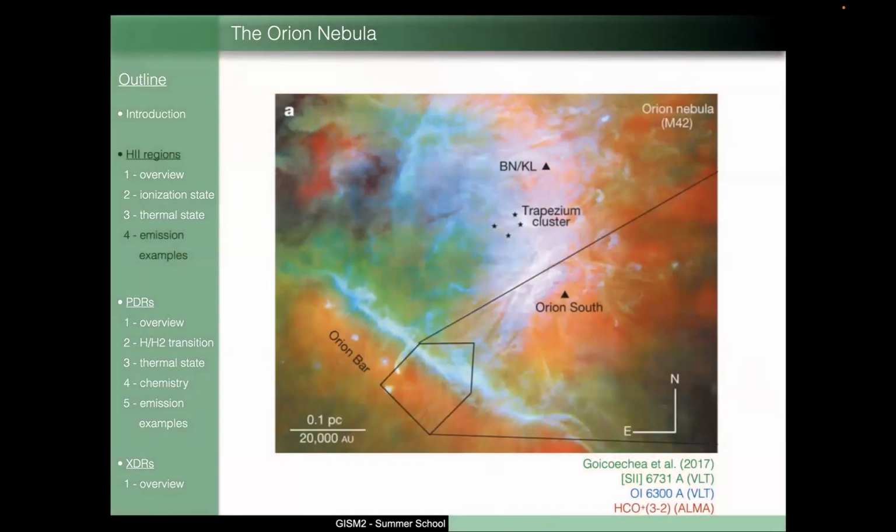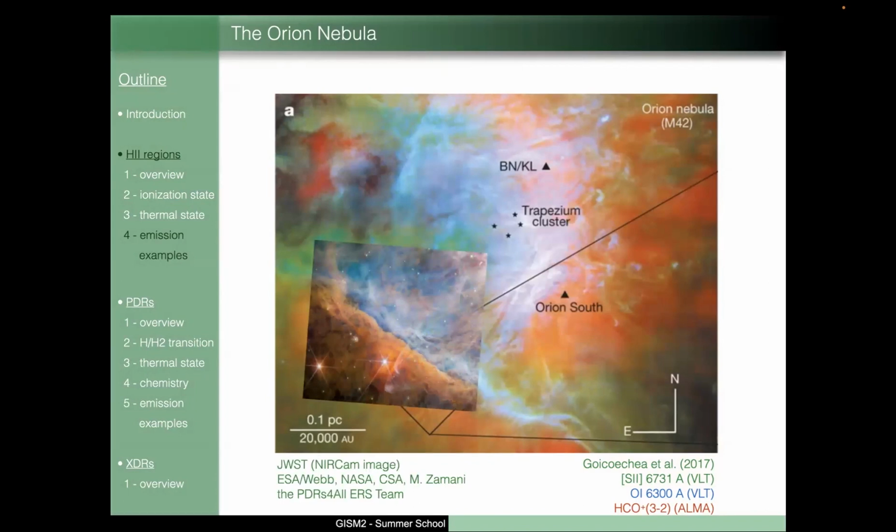There have been many images taken of the Orion Nebula. So I will just show 2 additional images of this region. This is a very nice picture that was done by Javier Goicoechea in 2017, which basically shows a combination of VLT observation and ALMA observation. And what you see in this picture is in green, the ionized gas, and in red, typically, the molecular gas associated to the Orion bar. And most recently, we had a very nice picture obtained with the JWST, which basically shows the emission of PAHs and H2 in the Orion bar here.